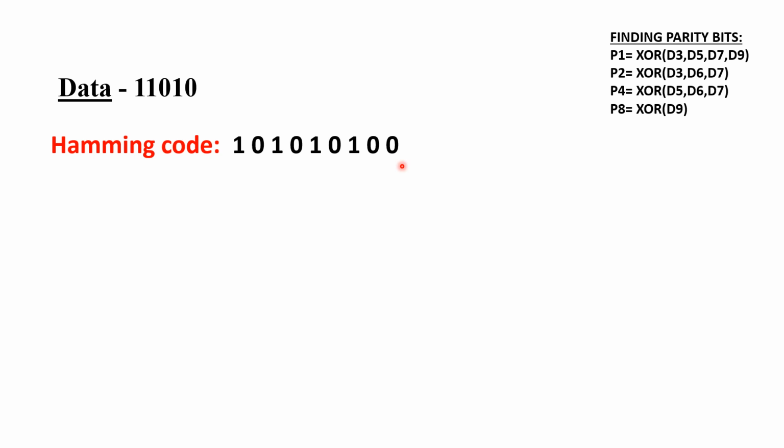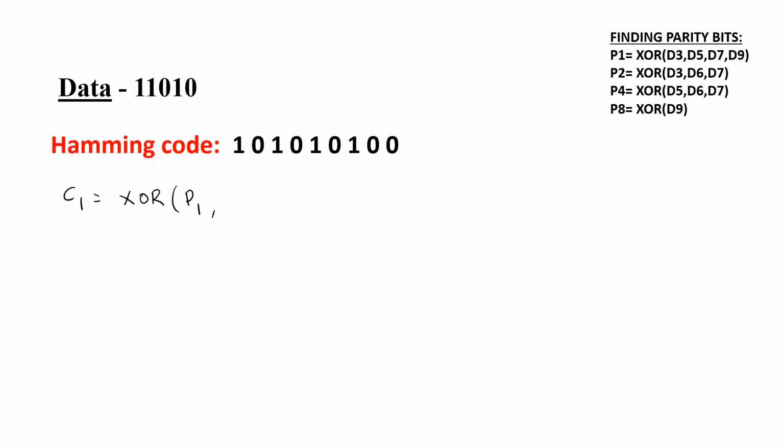How it does this is by finding check bits. Here we find 4 check bits, since there are 4 parity bits we used in this Hamming code. That is, C1 is equal to XOR of, here it uses the parity bit P1 and also the data bits D3, D5, D7 and D9.